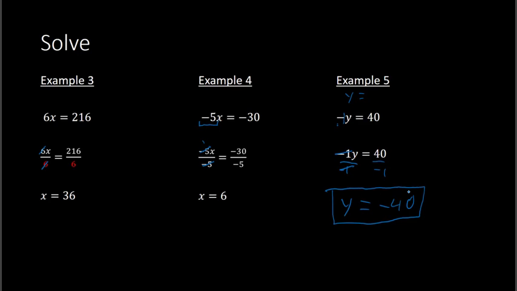And if you get good at this, you don't need to go through all of these steps to get this answer. You can if you want. But if you think back here at negative y equals 40, if negative y equals positive 40, then positive y would equal a negative 40. We just change the signs to get our solution.